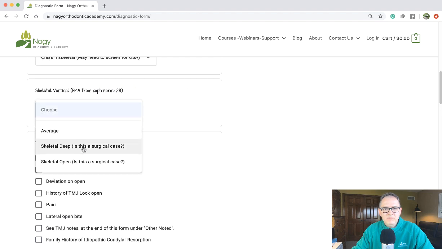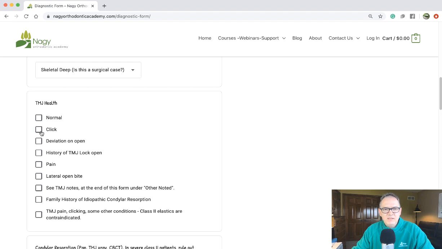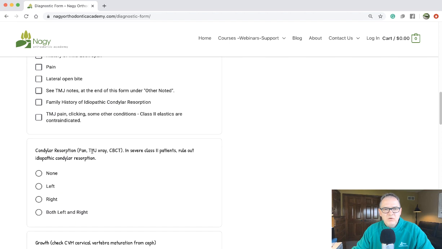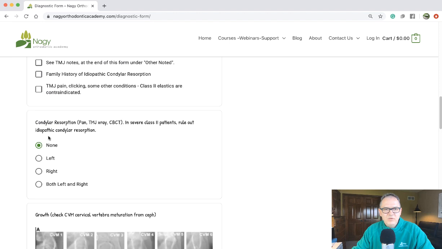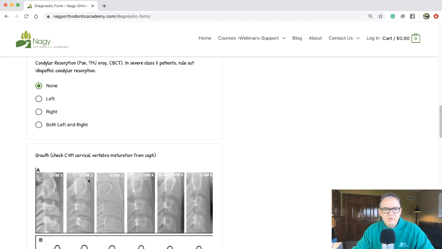So, for example, if the FMA is 16, it will be a deep bite. TMJ health, let's say they have some clicking. Here are all the other options. Contour resorption from the X-ray, hopefully there is none, but you need to look at the Ceph, and a pan and TMJ X-rays.